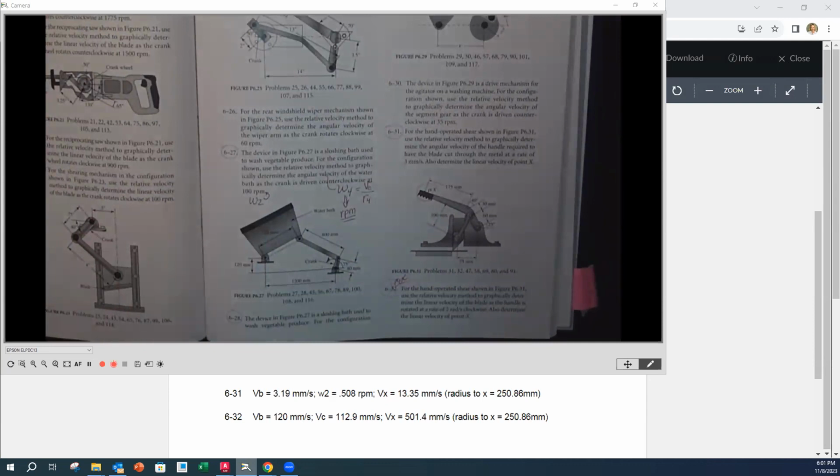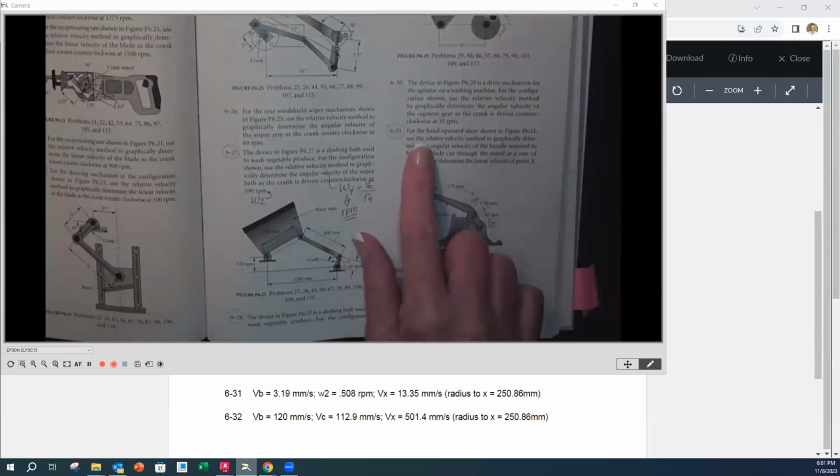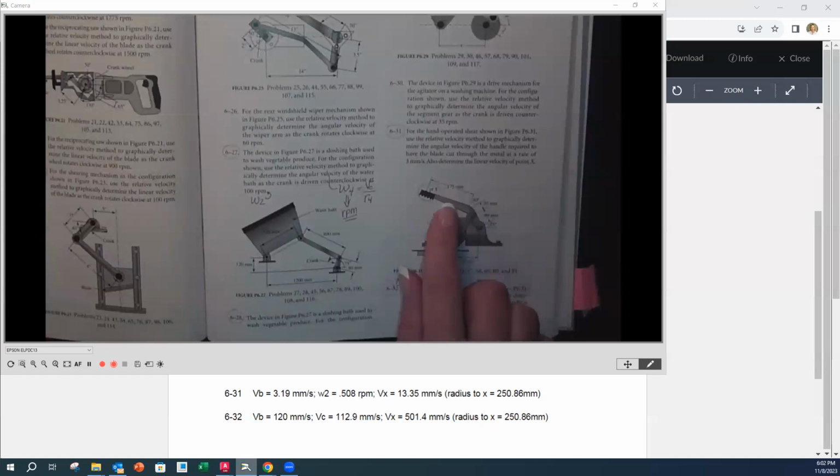So the last one that I do want to do, these two go together. 31 and 32 are kind of like what we've been doing. We're going to use this illustration right here, and we're going to do 31 to start off with. There are two things that are different here than the other problems that we've been doing. The first thing is that they want us to determine the angular velocity of the handle or the crank, knowing that we want the blade to go down at 3 millimeters per second. We want the speed of that blade to be 3 millimeters per second going down, and they want to know, okay, what's the angular velocity then of that crank in order to achieve that?